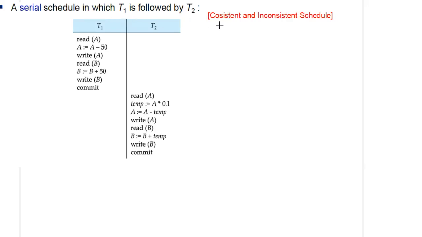We will study the consistent and inconsistent schedule. Now these are the two transactions T1 and T2. This is called a schedule, let's say schedule S. So we have to check whether this schedule is consistent or inconsistent.